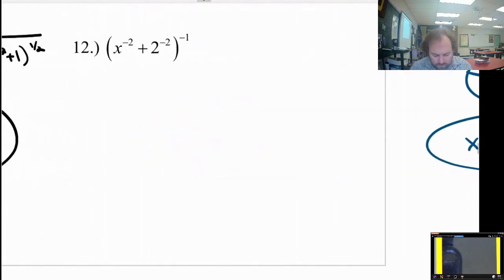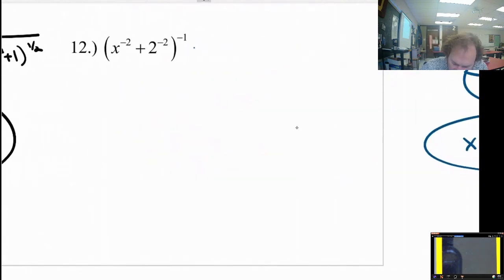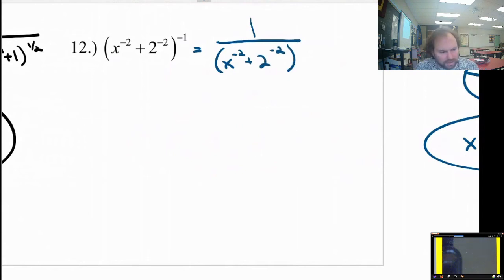Number 12, one more of these. Let's go ahead and move everything to the bottom of the fraction first. We have x to the -2 plus 2 to the -2, and they're all on the bottom of the fraction. Let's see. Well, we can go one more layer deep. We love fractions within fractions.